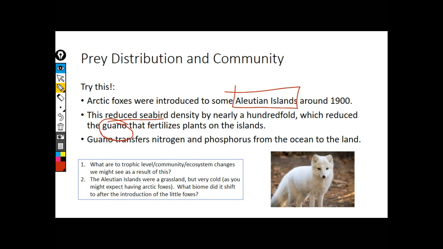Also, it links the ocean to the land for the people that live there. And so what I want you to look at is, one, what are the changes that we see? You're thinking about what the trophic levels and ecosystem shifts might be that we might see.